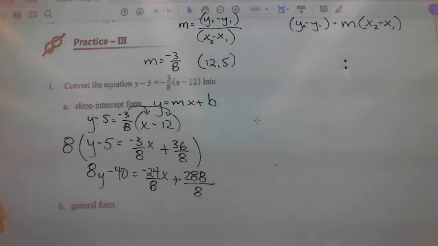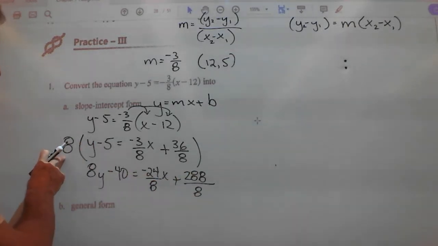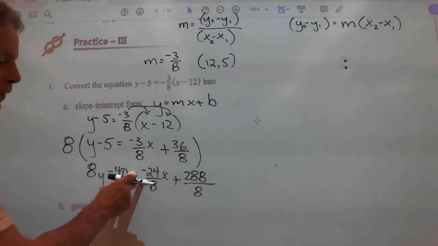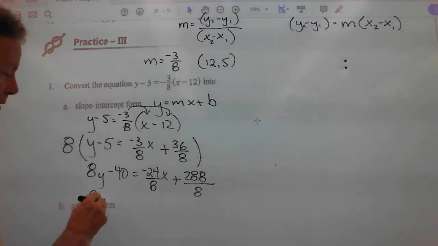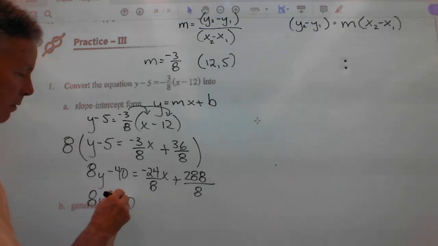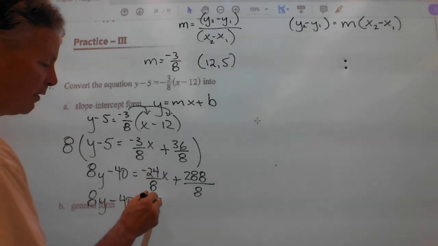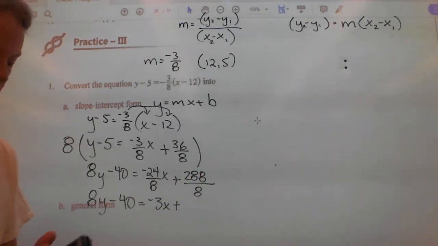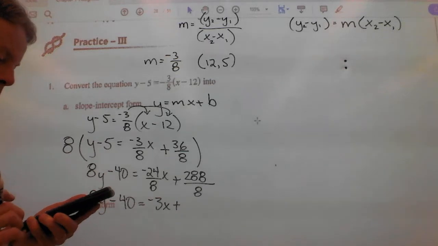I got it right. Okay, so now let's simplify these fractions. The reason we multiply through by the least common denominator, in this case 8, is to produce a fraction that will then simplify to give us a whole number. So negative 24 divided by 8 is negative 3x. 288 divided by 8, again, hello Mr. Calculator, is 36.